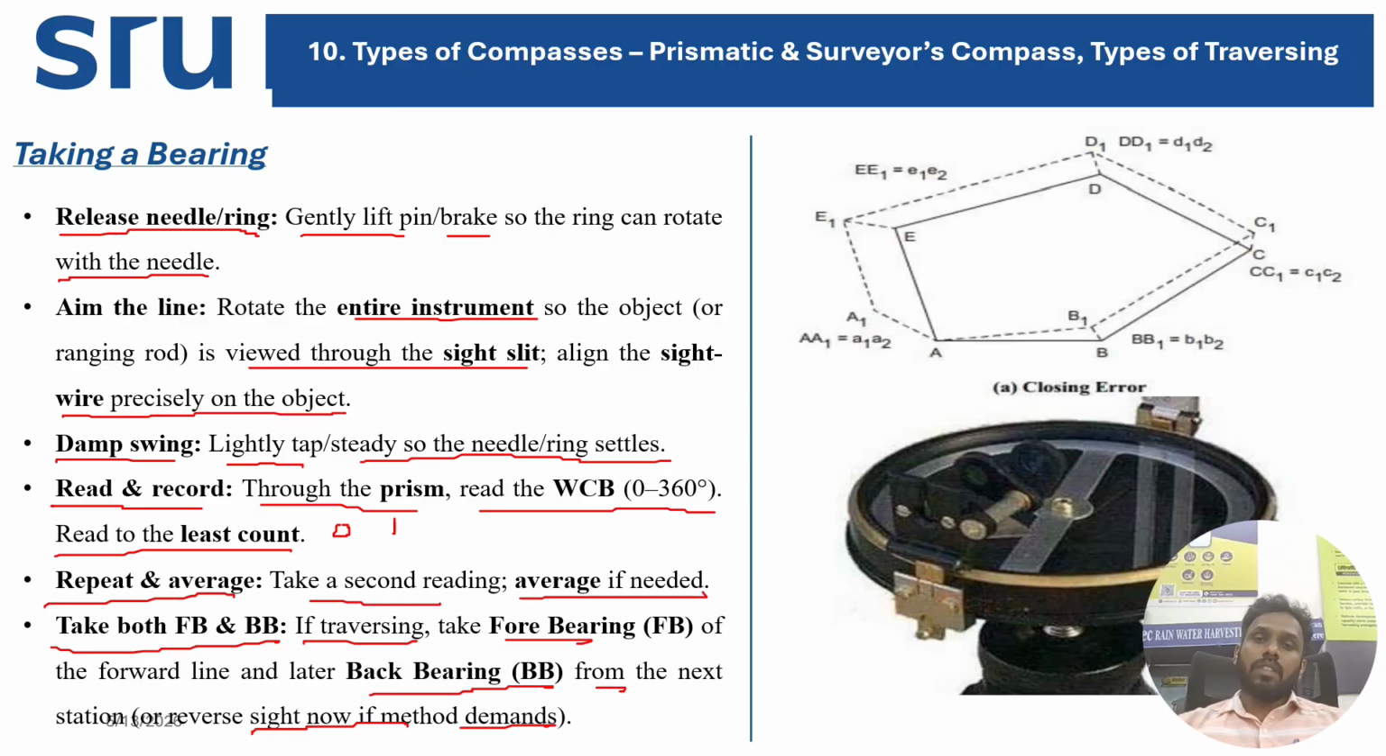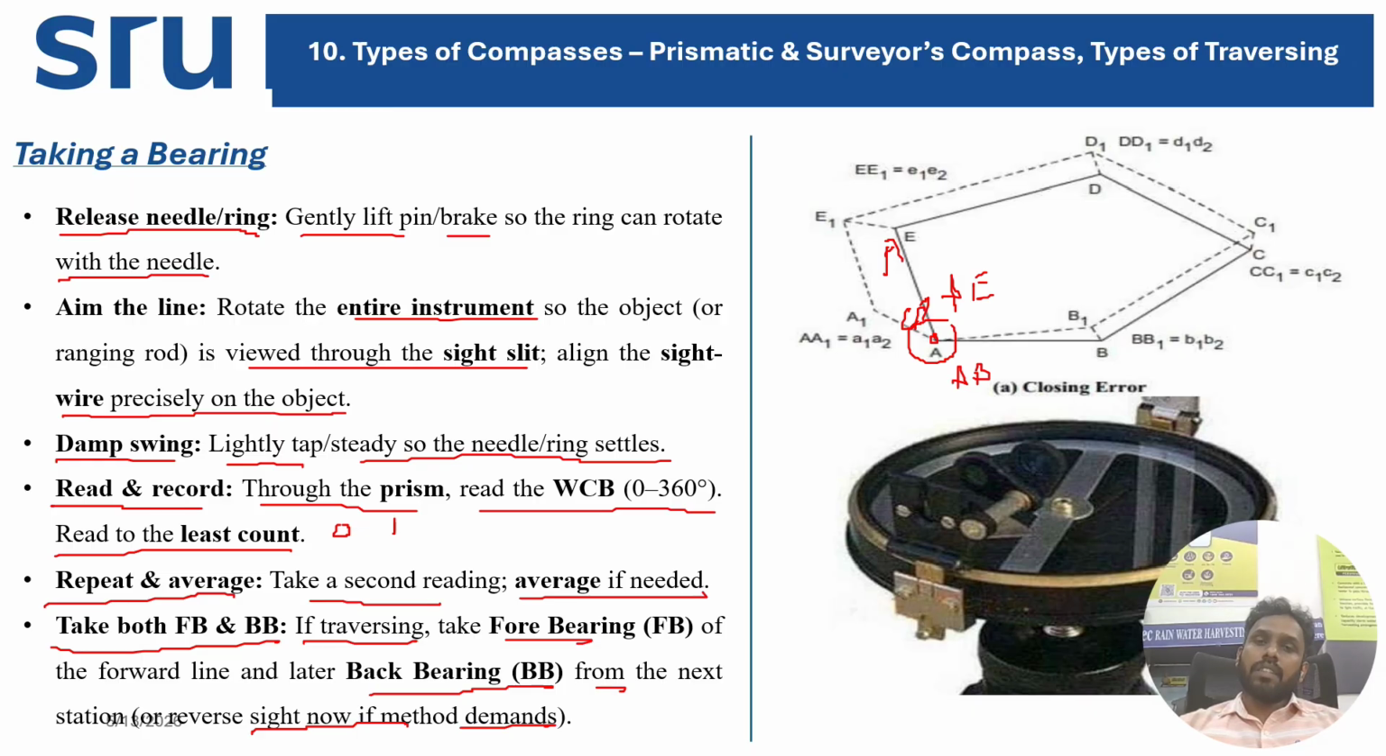So this is your first one. When you're setting your instrument on station A and focusing on station E, that is your forebearing with respect to magnetic north. From the same station, you can see station B also, so that is the back bearing of AB. So these are the two readings you can take from this particular station.